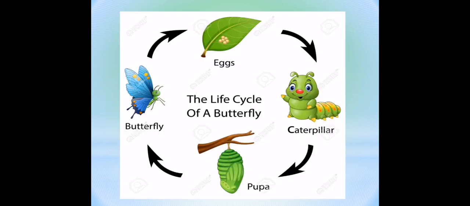Just take a look at this diagram. This is a good example of metamorphosis, the life cycle of a butterfly. The first stage is eggs, the second stage is caterpillar or we can say larva, the third one is pupa, and the last one is the adult butterfly. Look at these four stages. They are different from each other in the external appearance of the animal. Caterpillar is completely different from eggs. Pupa is different from caterpillar, and the adult butterfly takes another look. So, this is metamorphosis.